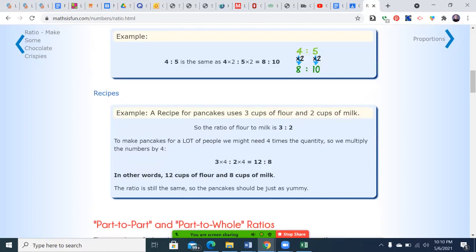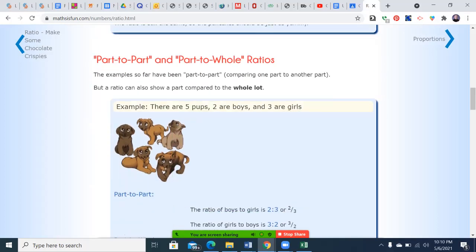Ratios you occasionally will use in things like cooking. 3 to 2 flour to milk. For instance, the other night I was cooking dinner and I needed a 2 to 1 water to rice ratio. So when I had 2 cups of rice, I needed 4 cups of water. So we do use ratios actually much more frequently than you probably realize.